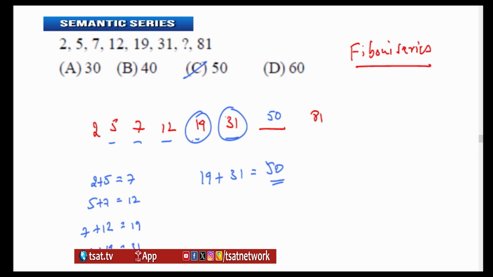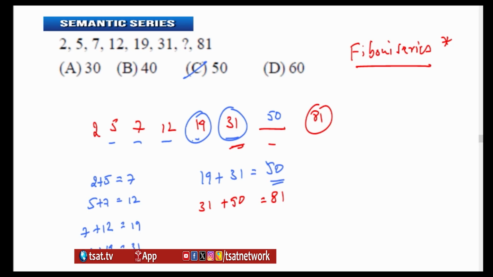If you continue this, again 31 plus 50, you will get 81. So 31 plus 50, you will get the answer as 81. So remember this. This kind of series is called a Fibonacci series, which is very, very important for the exam. See, this is a Fibonacci series by adding the previous two numbers.